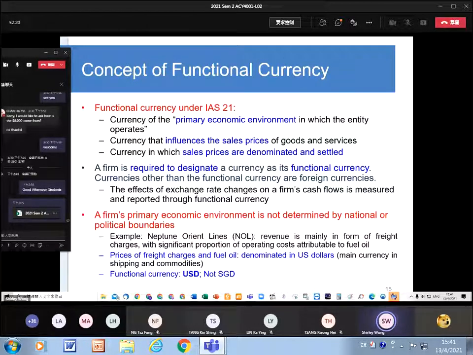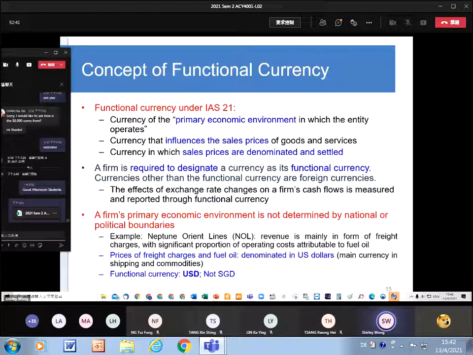So under this case, NOL, because the daily business is to transport fuel oil and fuel oil is denominated in US dollars, finally they will also charge the shipping expenses in terms of US dollars. And most of the transactions are actually denominated in US dollars. Therefore, they decide to use US dollars as their functional currency to record their transactions.